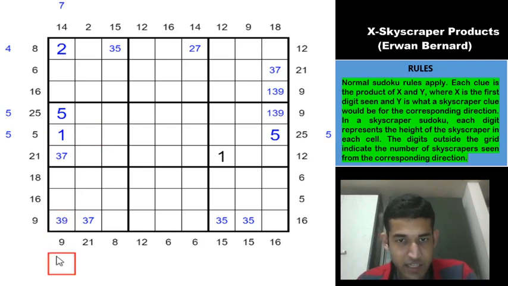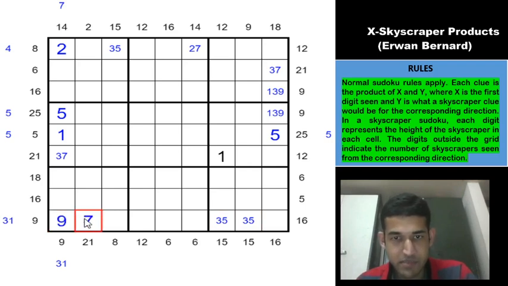And which means that the corresponding skyscraper clue must either be, if it is a 3, it must be a 3. And if it is a 9, it must be a 1, right? And similarly, this clue must also be 3 or 1, depending on whether this is 3 or 9. But you have a 3, 5 pair here, right? Which means that this must be a 9 and this must be a 7. So correspondingly, we get the skyscraper clue as 3 here and 1 here and 1 here.